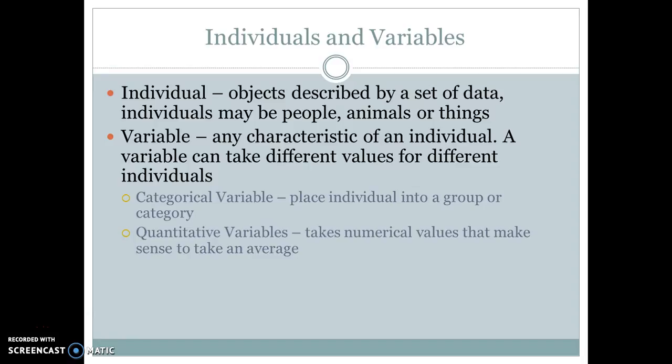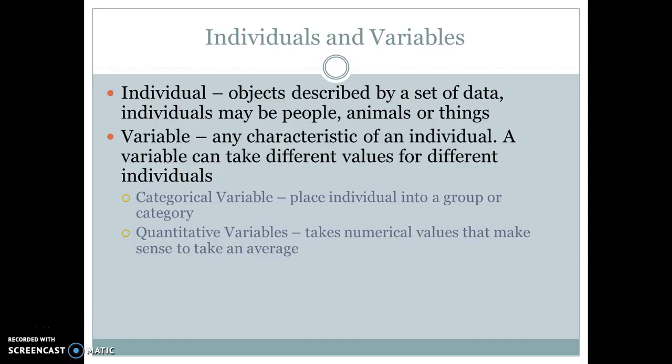You can have a categorical variable, which places an individual into a group or category. That would be like if I looked around the classroom and I wanted to collect data on my students. One categorical variable might be their gender, male or female. Another categorical variable might be where they went to middle school. Did you go to DuPont Tyler? Did you go to Donaldson Middle? Did you go to other?